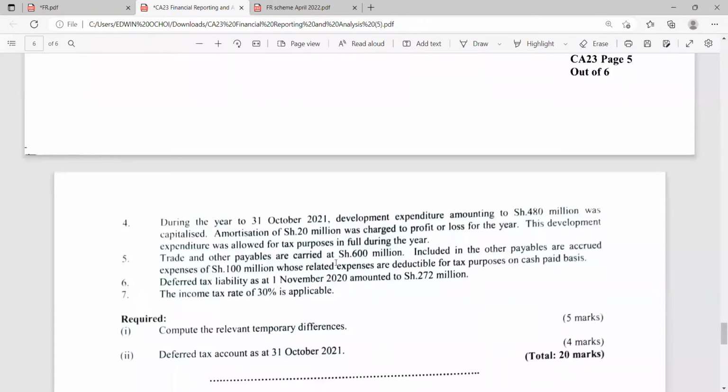Trade and other payables are carried at 600 million. Included in the other payables are accrued expenses of shillings 100 million, whose related expenses are deductible for tax purposes on cash basis. That is on cash paid basis. Number 6, deferred tax liability, 1st November 2020. So this is the balance brought down, amounted to 272. This one would be used when we are doing the account as balance brought forward. Income tax rate is 30%. Compute relevant temporal differences, 5 marks. Deferred tax account, 4 marks. That is 9.